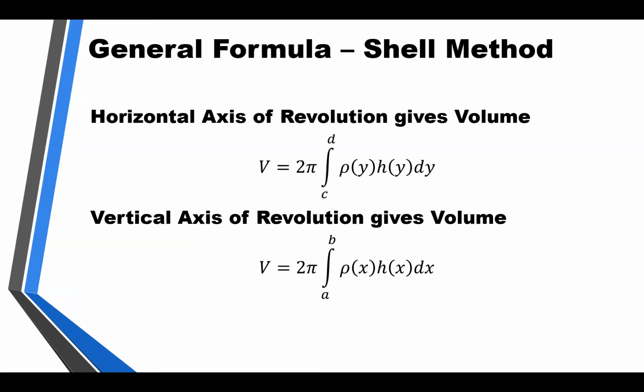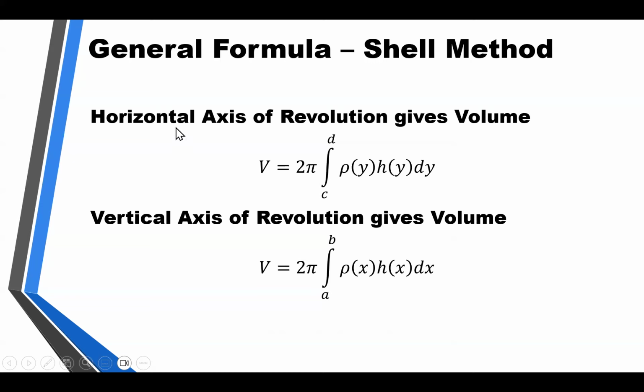And that gives me this general formula. If I have a horizontal axis of revolution, this shell method volume is going to be calculated by 2 pi integrated from C to D. This symbol here is called rho. It's the Greek letter rho. It's like the R in Greek for radius. So that's your average radius times the height and integrated with respect to y.